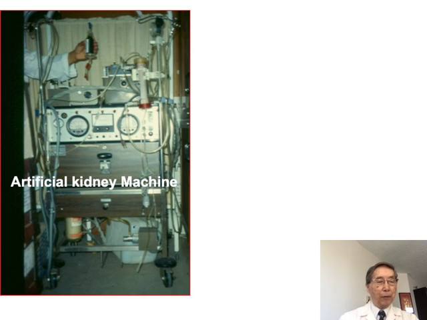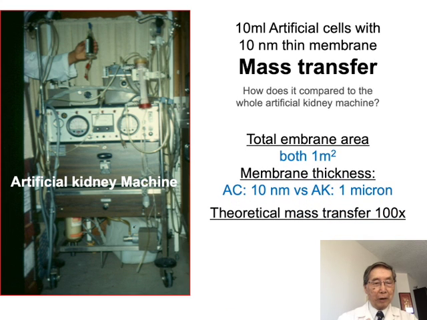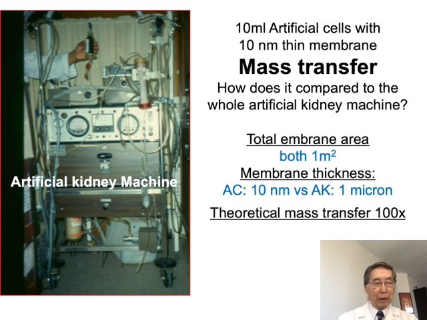Let's look at an artificial kidney. Complex, useful machine, large, expensive. Let's ask the question, 10 cc of artificial cell with 10 nanometer thin membrane, how does it compare to a whole artificial kidney as far as mass transfer is concerned?